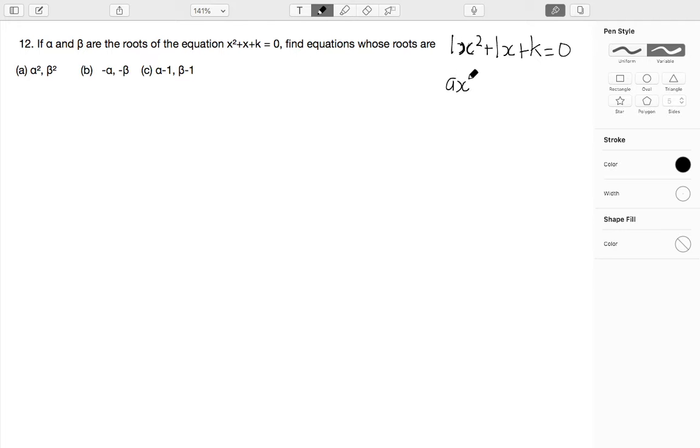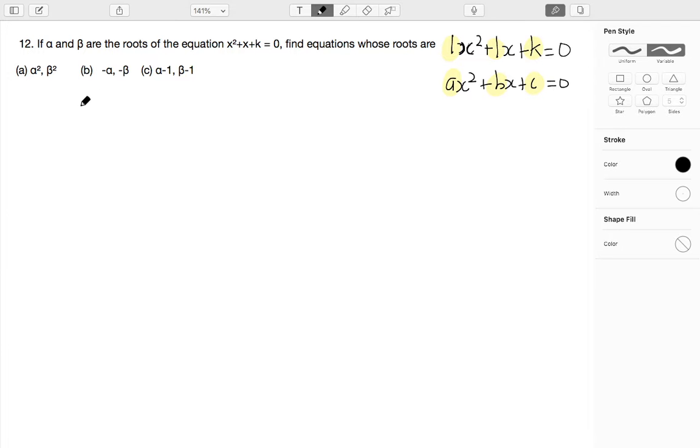So if you have a quadratic in the form ax squared plus bx plus c equals 0, then here we can see that a is 1, b is 1, and c is k. Okay, so now we're just going to solve the rest of this in terms of k. All right, so let's go ahead and do this.